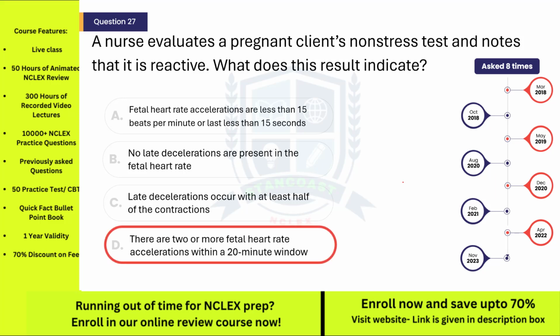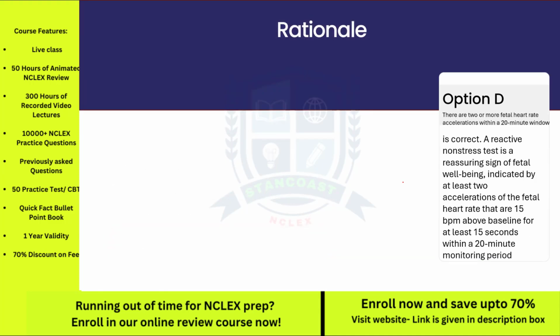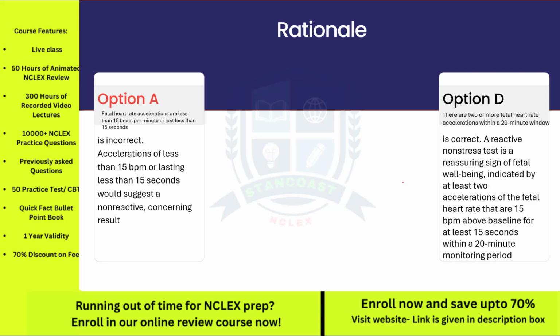The correct answer is D. There are 2 or more fetal heart rate accelerations within a 20-minute window. D is correct. A reactive non-stress test is a reassuring sign of fetal well-being, indicated by at least 2 accelerations of the fetal heart rate that are 15 BPM above baseline for at least 15 seconds within a 20-minute monitoring period. A is incorrect. Accelerations of less than 15 BPM or lasting less than 15 seconds would suggest a non-reactive, concerning result. B is incorrect.